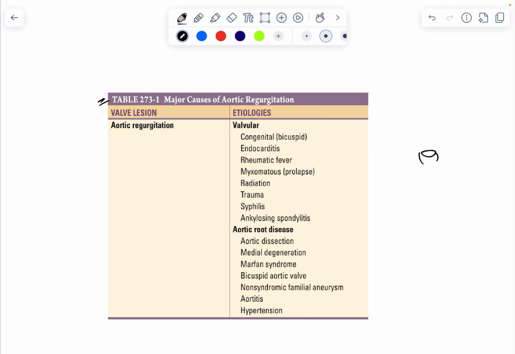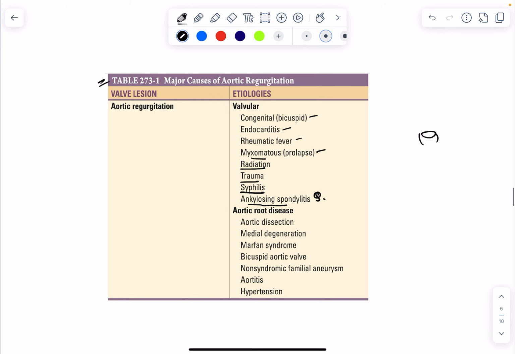root. The valvular causes include congenital causes like the bicuspid aortic valve, endocarditis or rheumatic fever, myxomatous degeneration leading to prolapse, radiation, trauma, infection like syphilis or ankylosing spondylitis. This could be asked in the examination. Or it could be because of aortic root diseases like aortic dissection, medial degeneration, Marfan syndrome, bicuspid aortic valve, non-syndromic familial aneurysm, aortitis because of infective or autoimmune cause, or commonly hypertension.